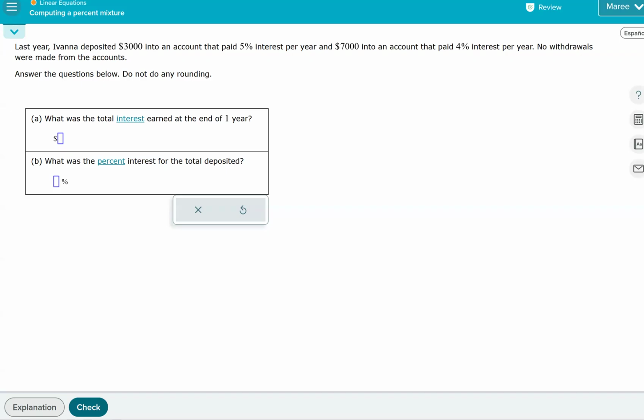So here we'll write down what we're going to add. $3,000 times 0.05, because that's the decimal for 5%. And then we're going to add 7,000 times 0.04. The answer we get to this will be the answer to the total interest. And then for the second question, what is the percent interest? We need to divide all of this by the total deposits, which are $10,000. So we'll figure out how much interest there was, and divide it by 10,000, and that will give us the percent interest for the entire deposit.